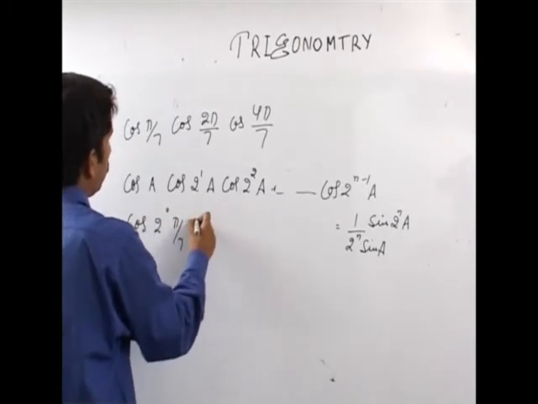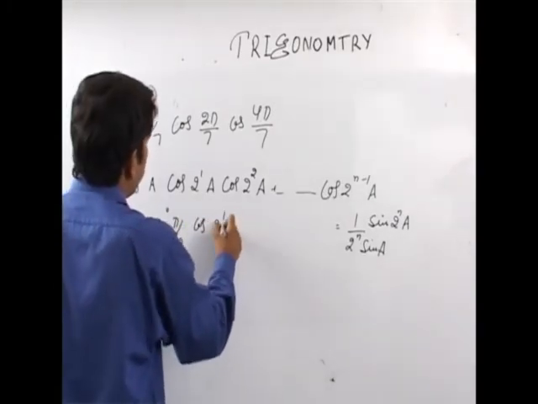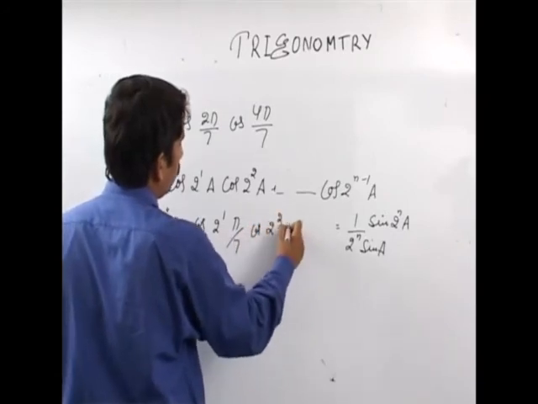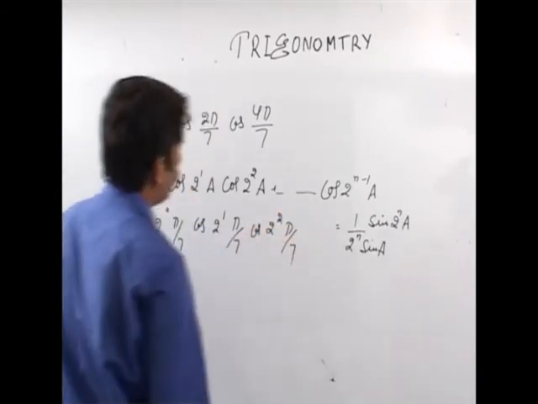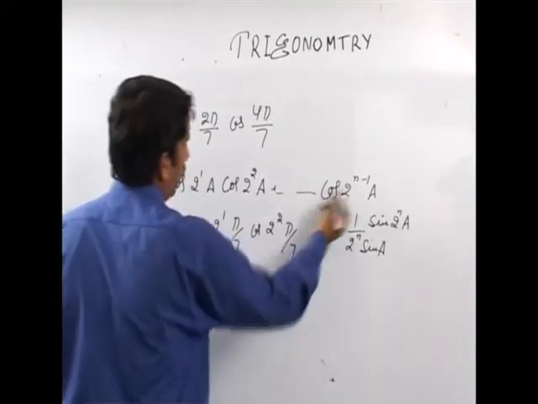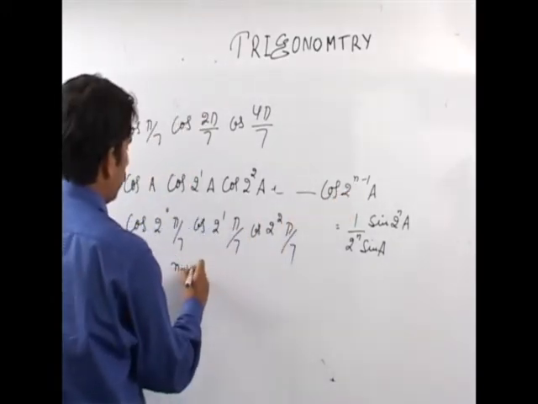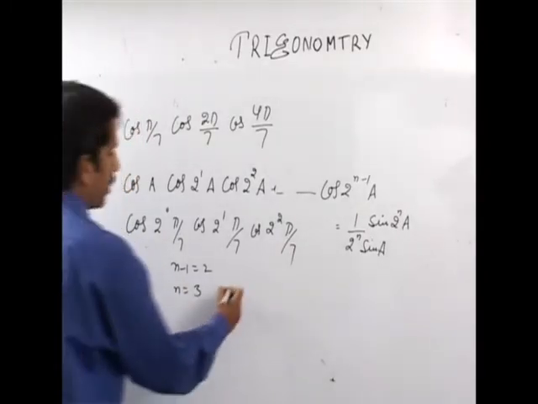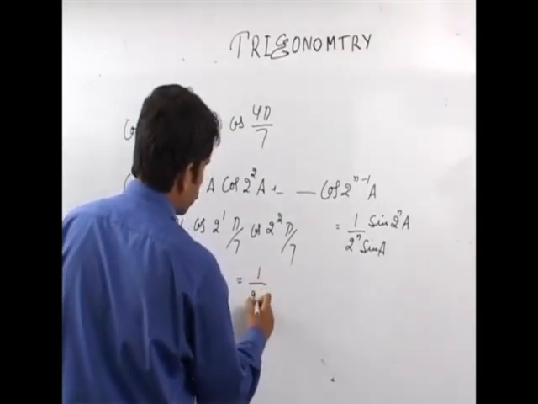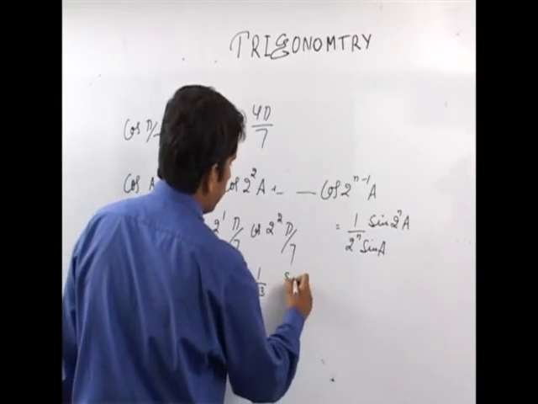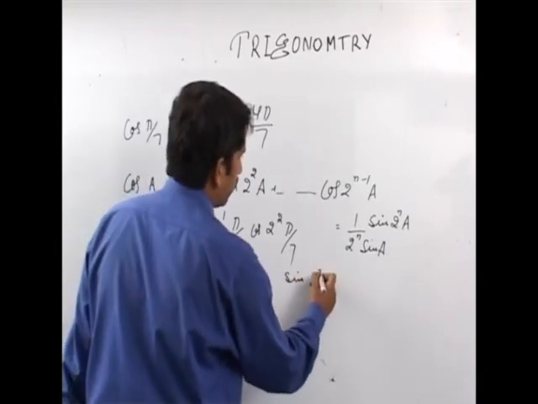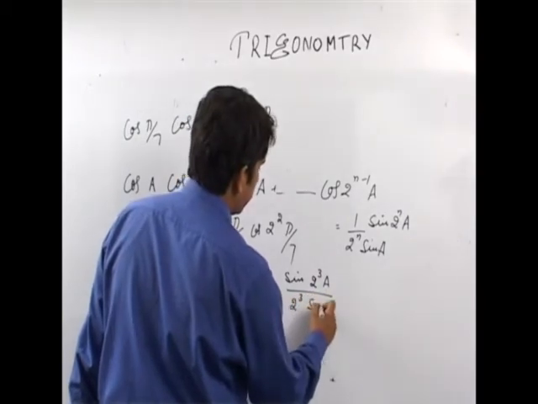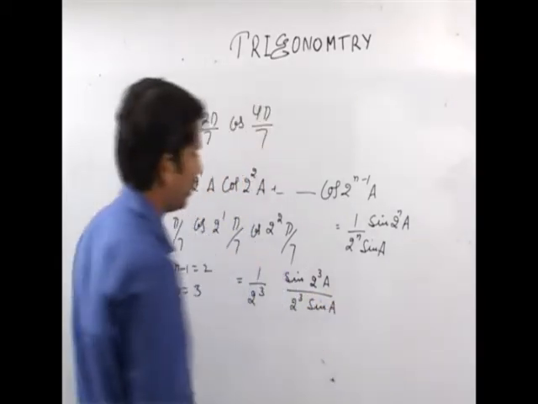pi by 7, cos of 2 raised to 1 pi by 7, cos of 2 raised to power 2 pi by 7. So here n minus 1 is equal to 2, which makes n equal to 3. Therefore the formula will become 1 by 2 raised to power 3, sine of 2 raised to power 3 A over sine of A.